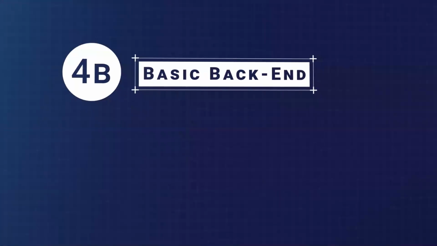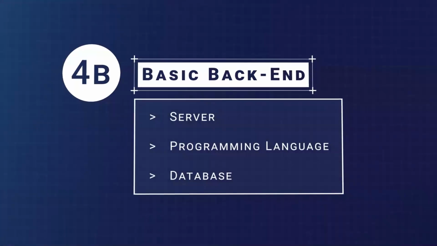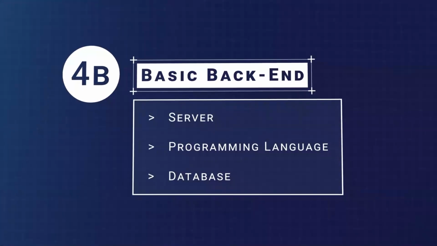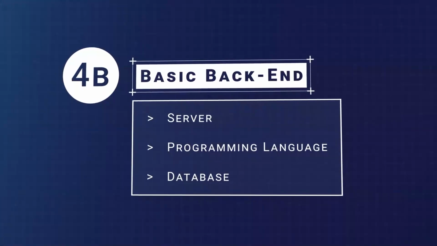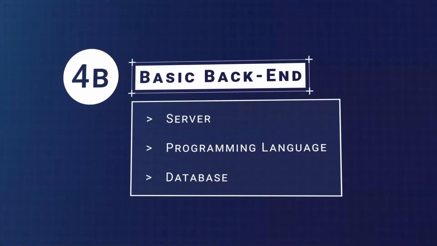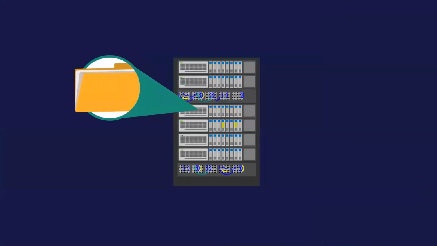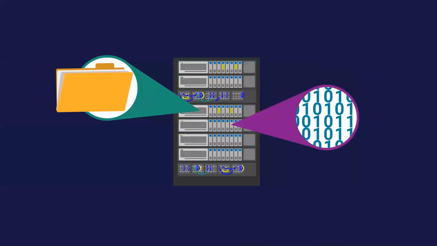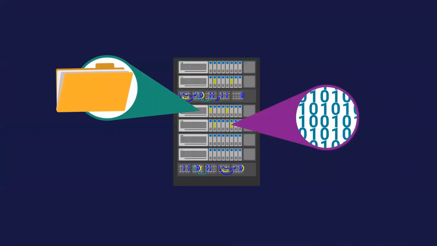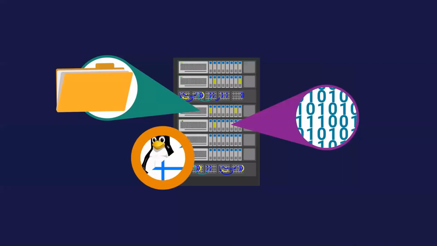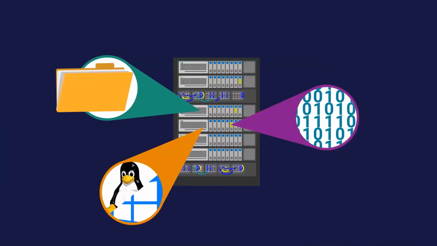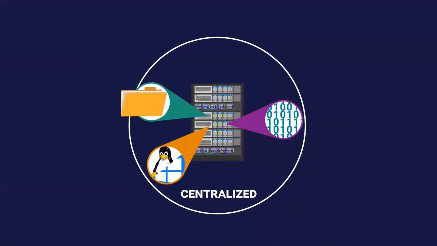The back-end or server side of web development is made up of three main components: the server, a server-side programming language, and the database. As we mentioned at the very beginning, the server is the computer where all website files, the database, and other components are stored. Traditional servers run on operating systems such as Linux or Windows. They're considered centralized because everything, the website files, back-end code, and data, are stored all together on the server.